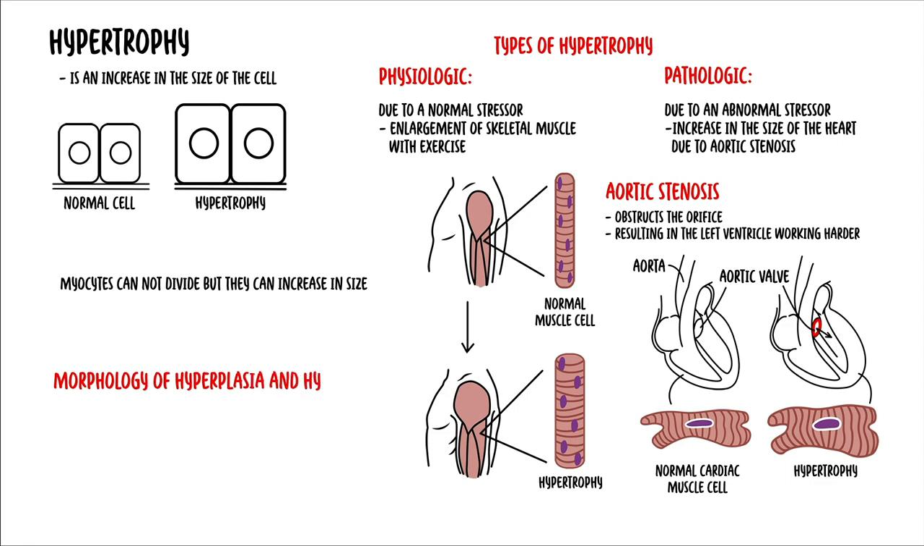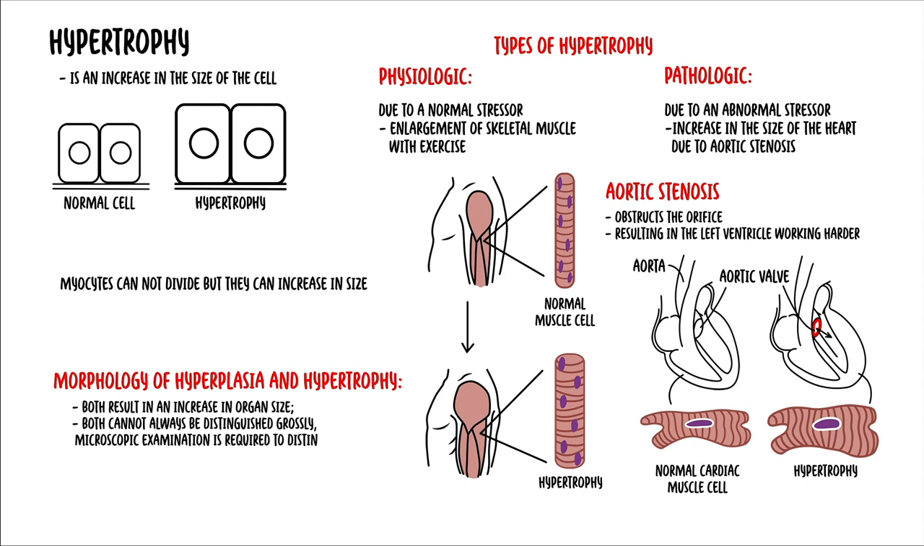Morphologically, hyperplasia and hypertrophy can look similar. They both result in an increase in organ size. Therefore, they cannot always be distinguished grossly, and microscopic examination is required to distinguish the two.